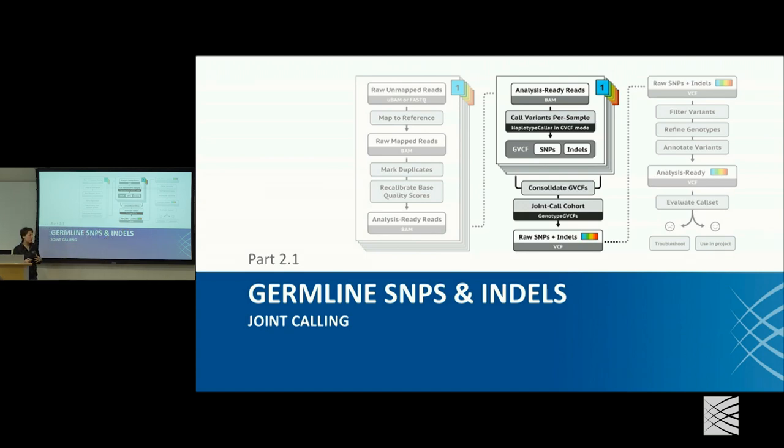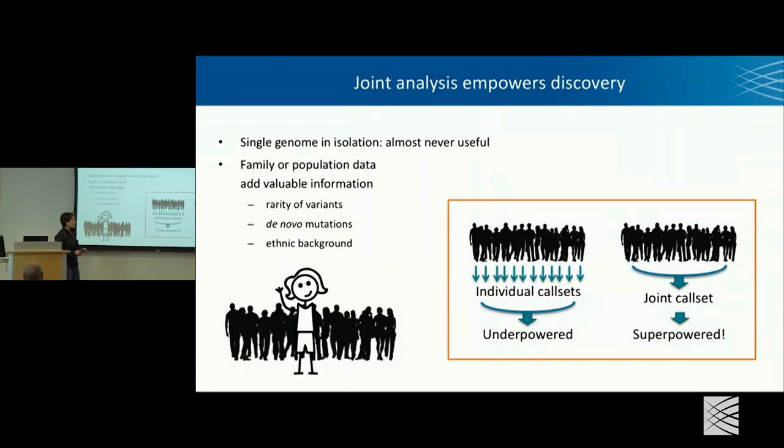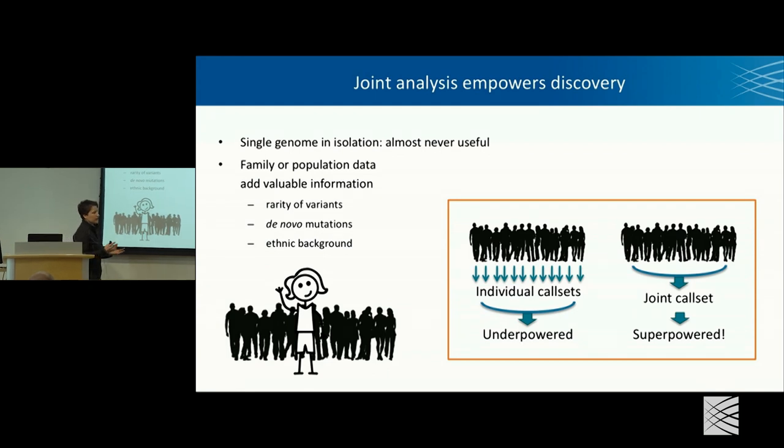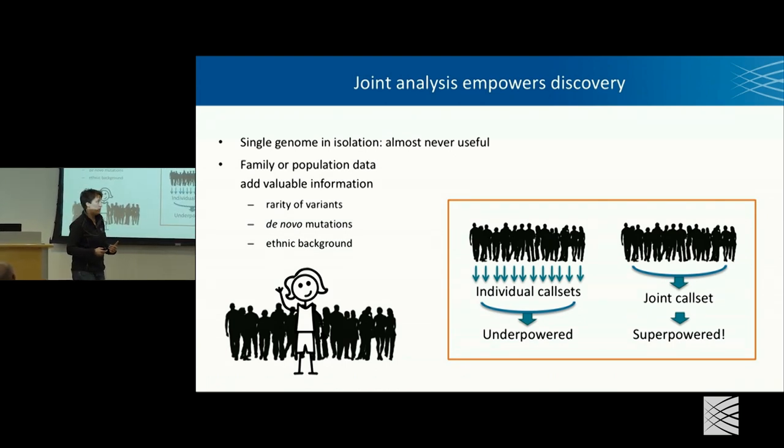And so I'm going to talk a little bit about what is the logic of joint calling for germline short variants before going into what the actual steps are. The idea is that we want to analyze samples from different people together because that will empower us to do a better job of the variant discovery.